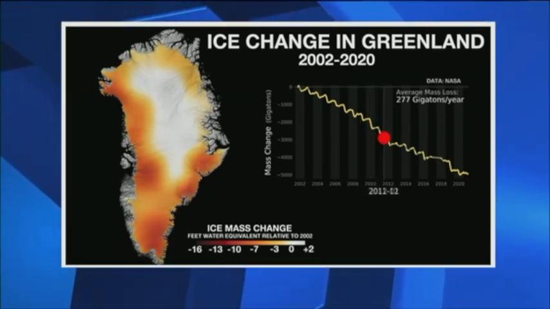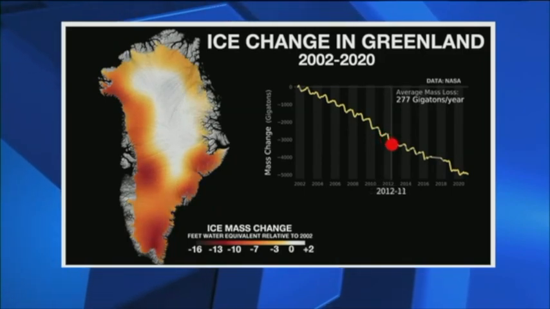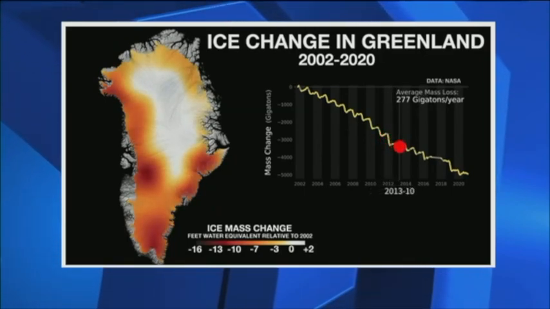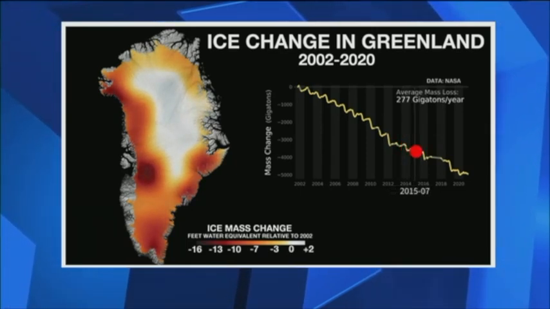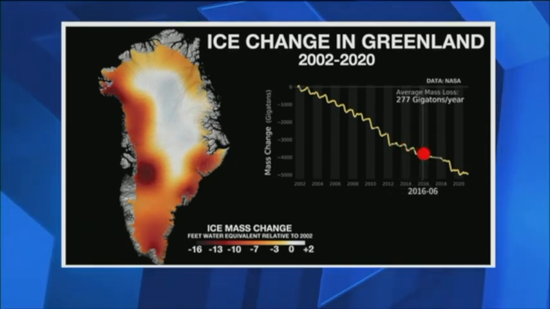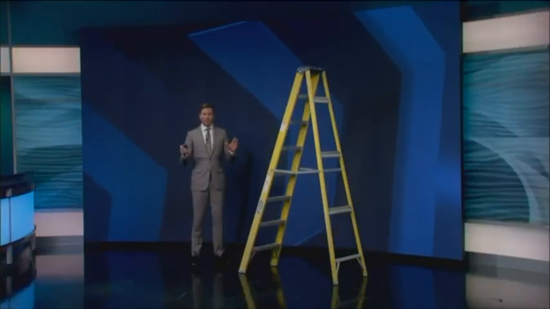Now pay close attention to that color table. When you get into the shades of red and orange and brown and eventually black, that's showing you an incredible rate of ice loss, in some cases more than 16 feet in less than 20 years. That is a lot of ice to melt in less than 20 years.